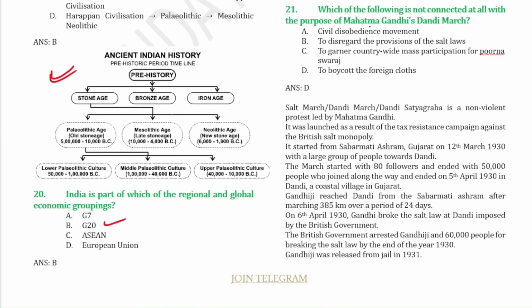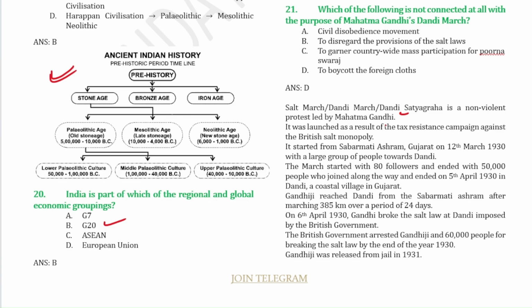Question number 21. Which of the following is not connected at all with the purpose of Mahatma Gandhi's Dandi March? To boycott foreign goods is not connected. This Salt March is also known as Dandi March, or Dandi Satyagraha. It is a non-violent protest which was led by Mahatma Gandhi.